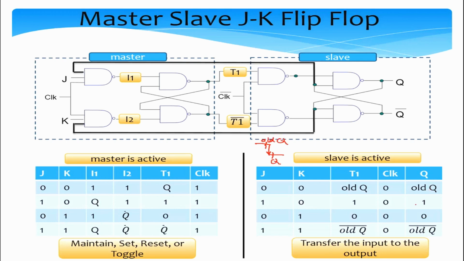If j is 1 and k is 0, we are setting the value, setting q to 1. If j is 0 and k is 1, we are setting q to 0. If j is 1 and k is 1, this is the interesting case, there we toggle it. So the value of the output is the inverse, the bit complement of the previous output. So we are essentially doing a toggle over here.